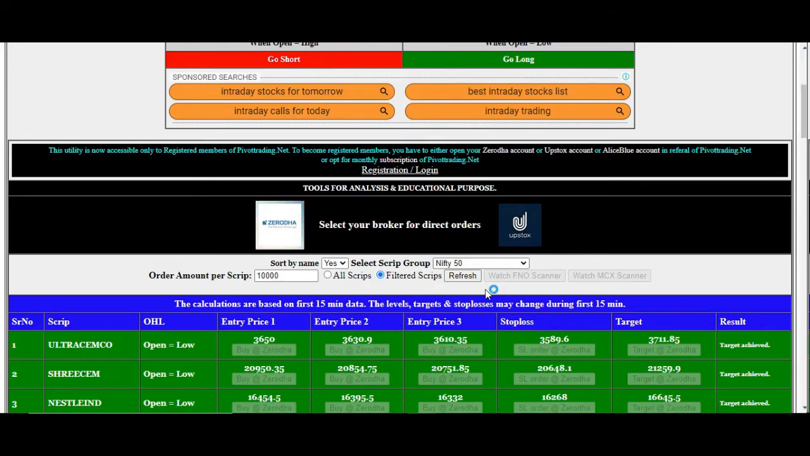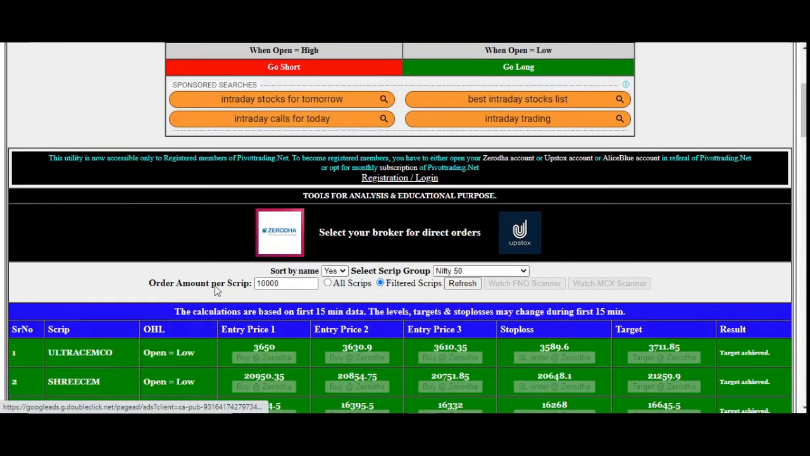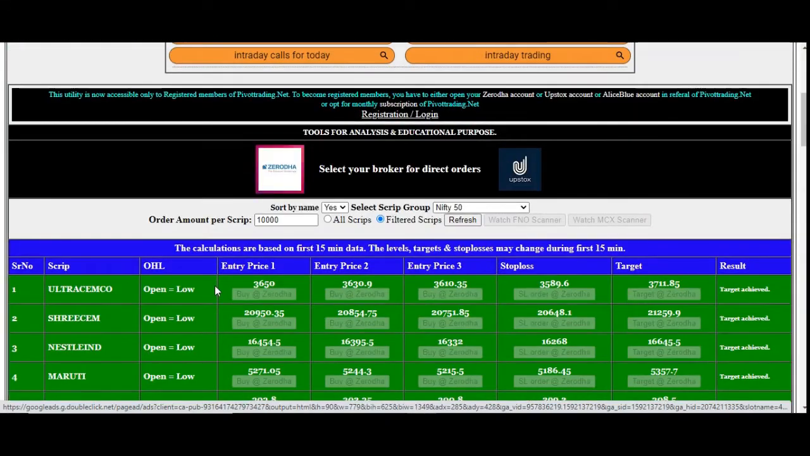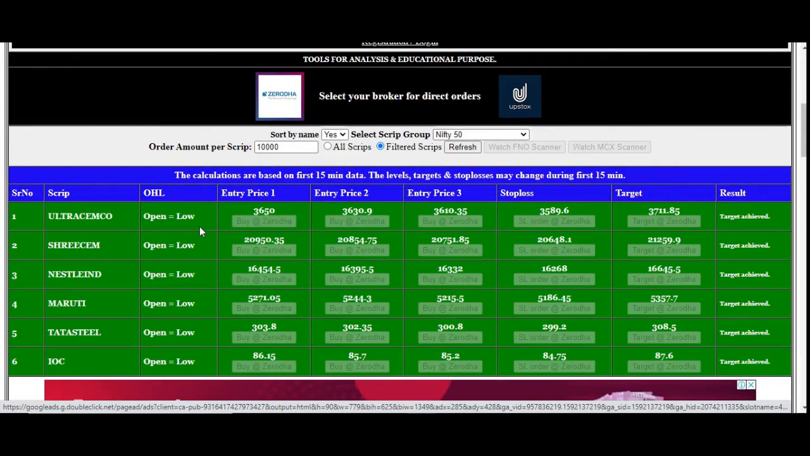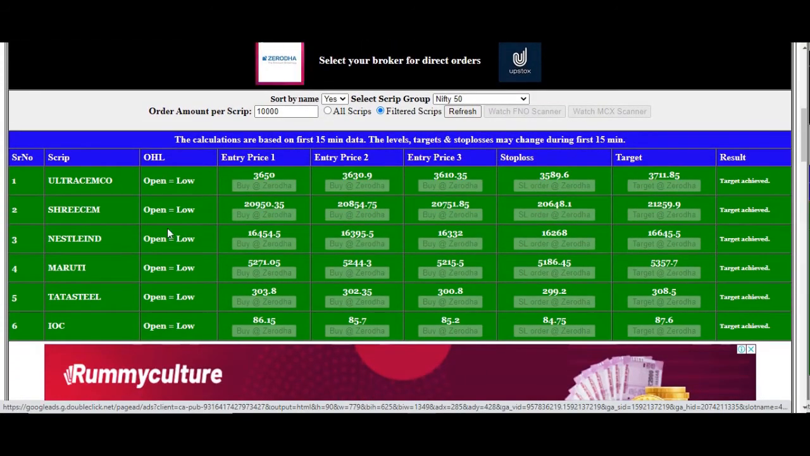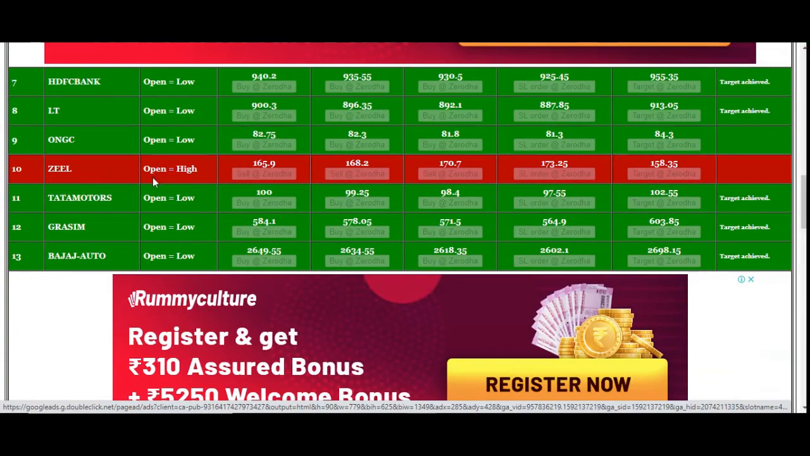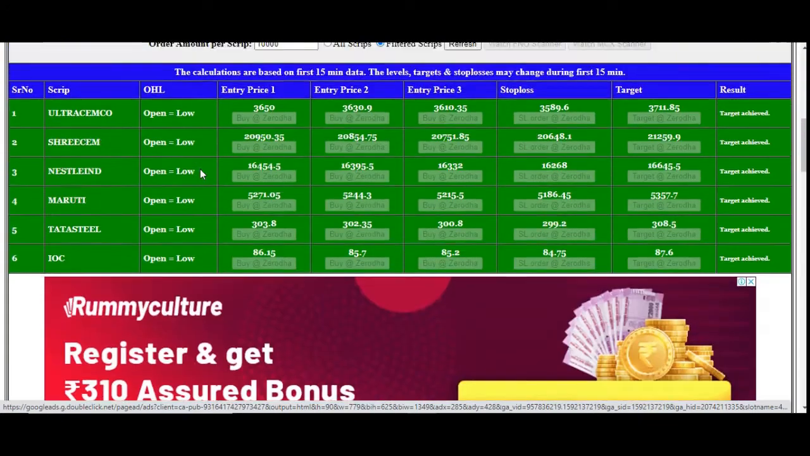Also I recommend that you do this scan at 9:30 or later, so that the market has settled for the first 15 minutes. Once the market has settled, by 9:30, you can go to Google and search for the open low high scanner, and once you get the result, come to this page. Here you will see the scanner list, with open equal to low stocks and also open equal to high stocks.